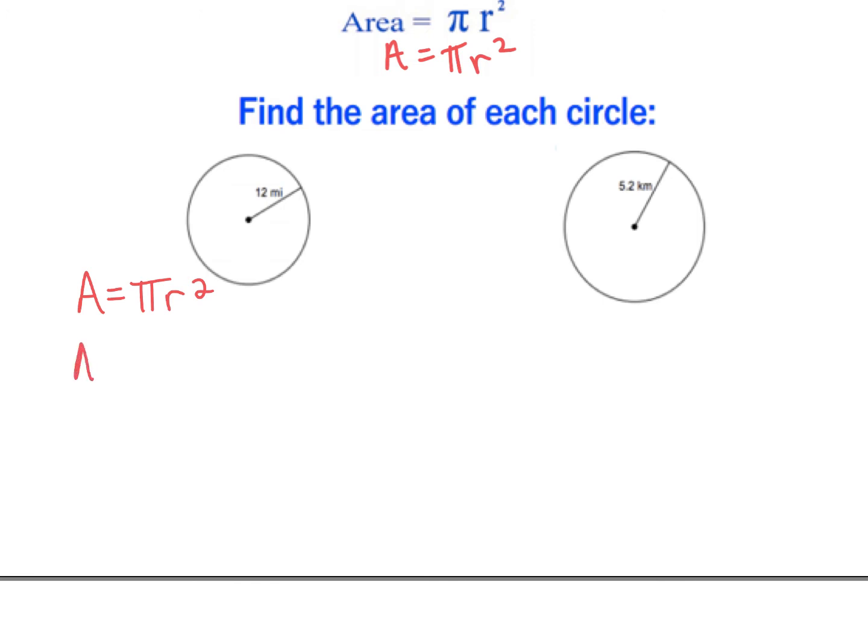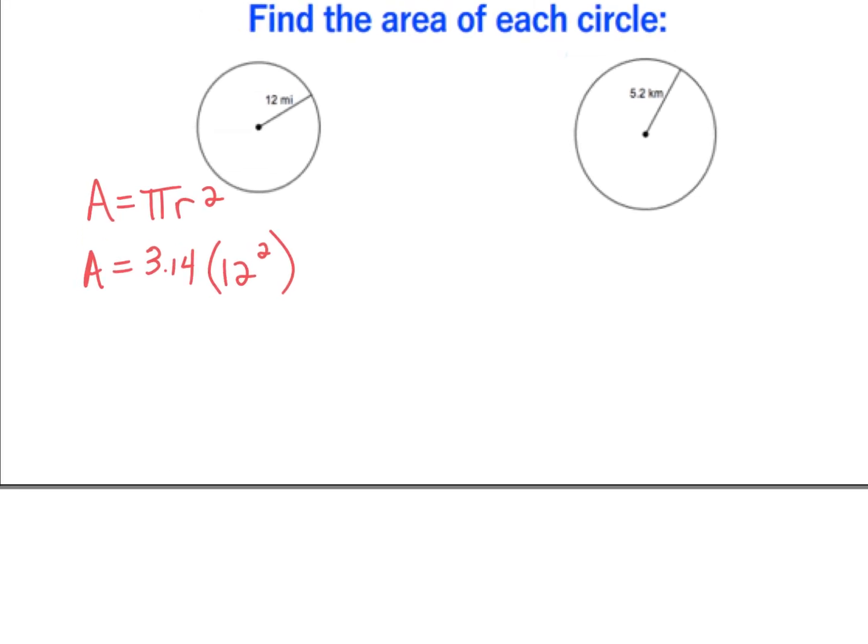We do not know area. That's what we're solving for, so we keep it as A. We do know pi, so we write it down as 3.14. And we know the radius. The radius in this equation is 12 squared. That 2 goes with whatever the radius is.